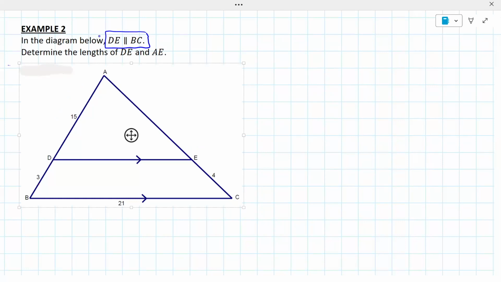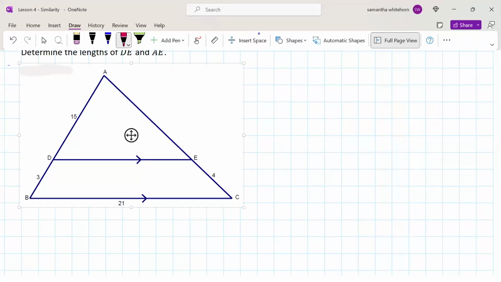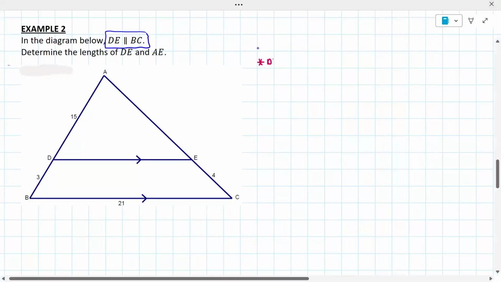The only way you can show these sides are in proportion is to then show that your triangles are similar. So that's essentially the first thing that we want to do. We want to prove that our triangles are similar.